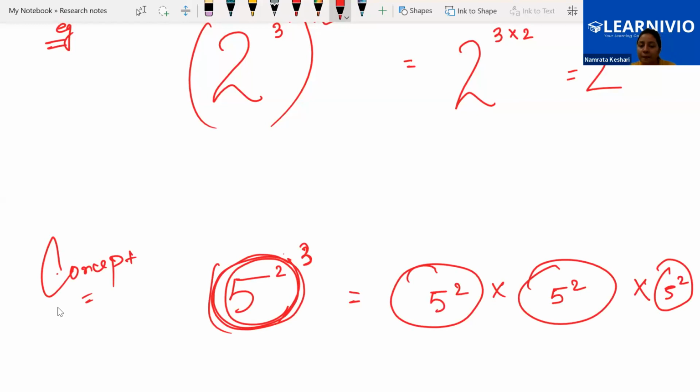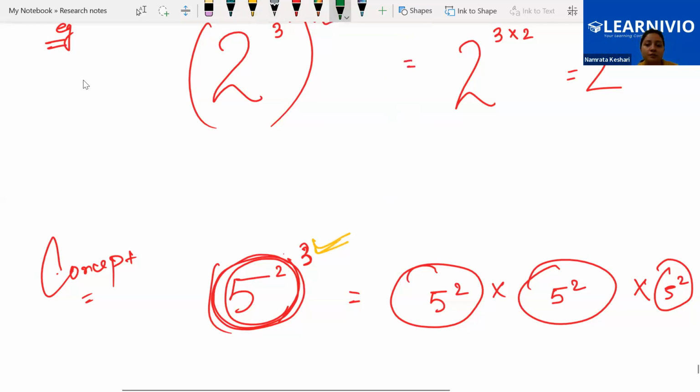Yes or no? Yes, ma'am. That is the meaning of this power 3 outside. Whatever is there, repeat it 3 times, multiply it 3 times. We have done the multiplication of 5 square, 5 square, 5 square. This is just the concept we are discussing. However, we will be applying the formula every time, the law of exponents.